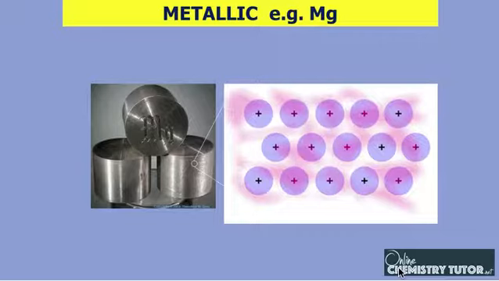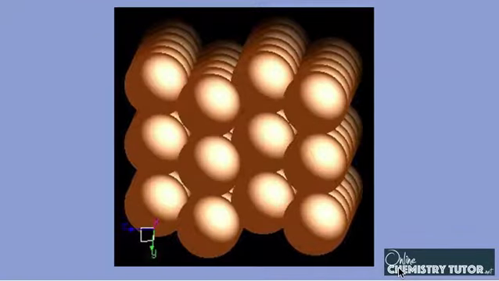Our metallic structure is our layers of metal atoms, or metal ions if you like. You can call them either really, with what we call our sea of delocalized electrons that move between all of those different metal atoms or ions. And that gives the metal very specific properties compared to all of the other materials.